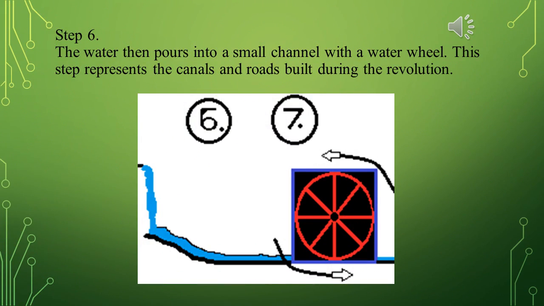Phase 6. The water then pours into a small channel with a water wheel. This step represents the canals and roads during the Industrial Revolution.